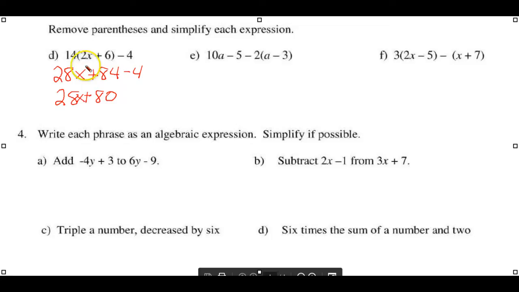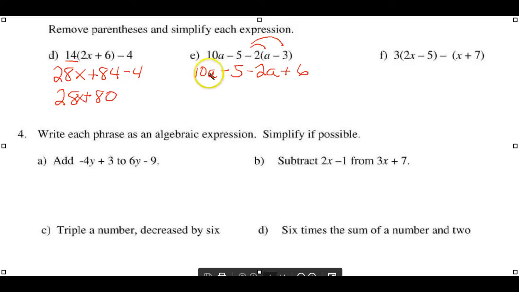An error that sometimes occurs is a student would multiply this 14 by the negative 4. You're not authorized to do that. Only what's in the parenthesis. So here we have 10a minus 5. Now we do the multiplication. Negative 2a. Watching the signs, a positive 6.